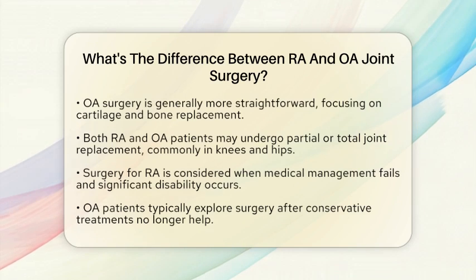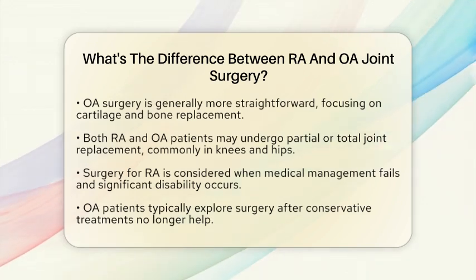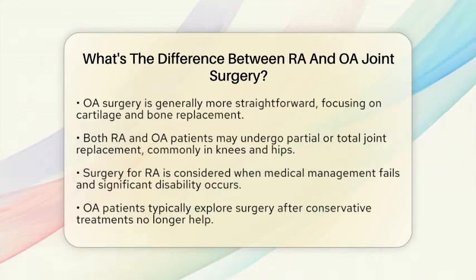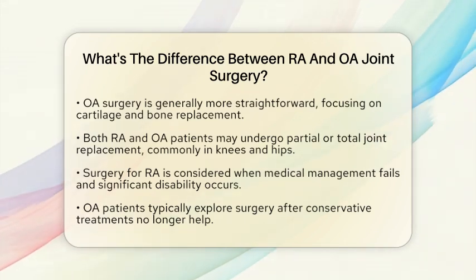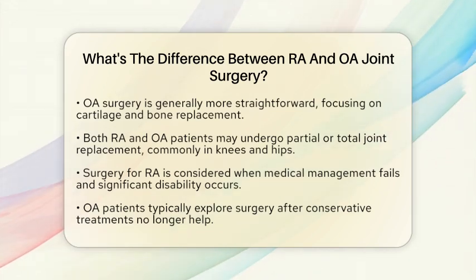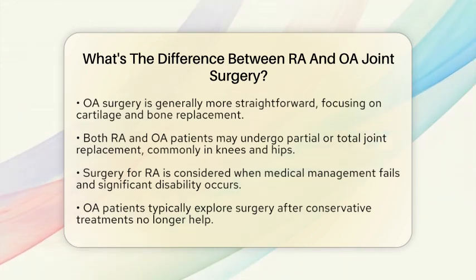On the other hand, surgeries for osteoarthritis are generally more straightforward. They mainly focus on replacing worn cartilage and bone without needing to address extensive inflammatory tissue. Both groups of patients may undergo partial or total joint replacement, commonly in the knees and hips.